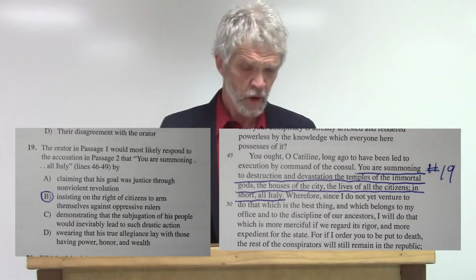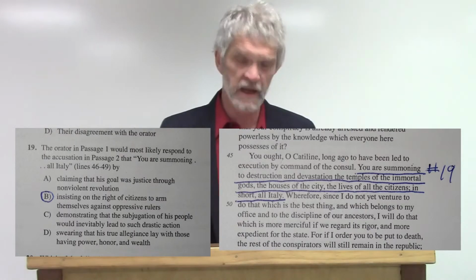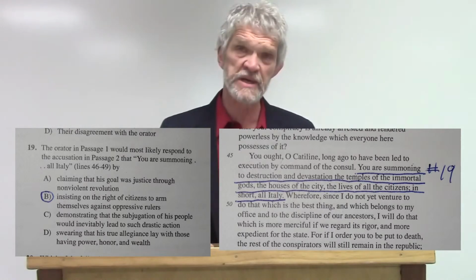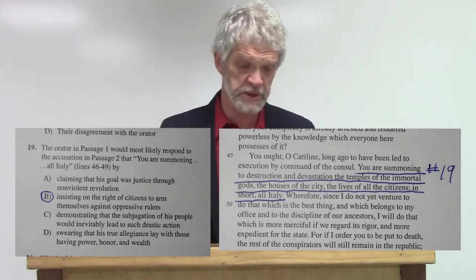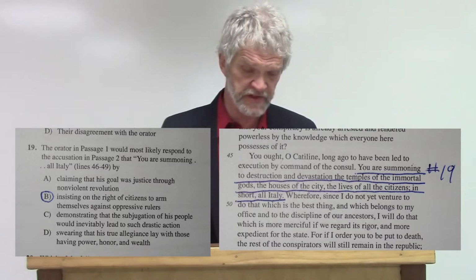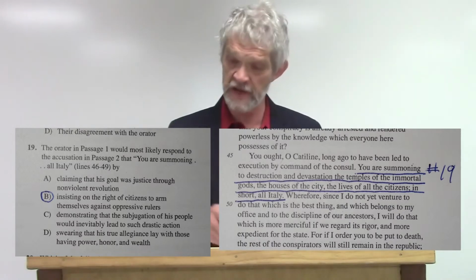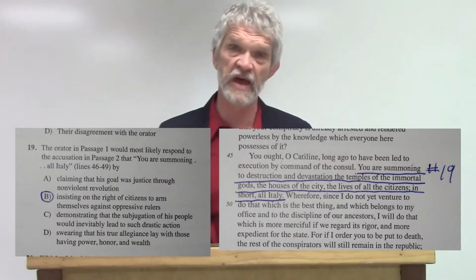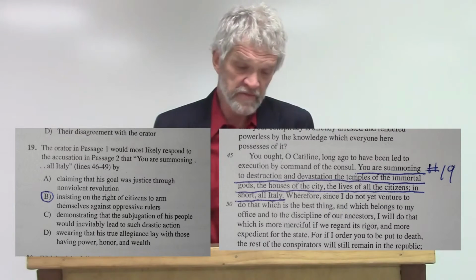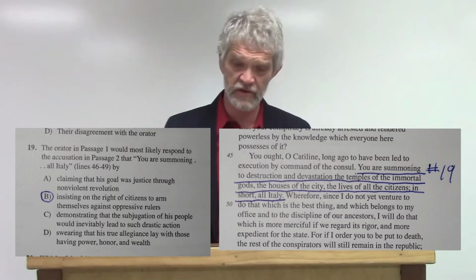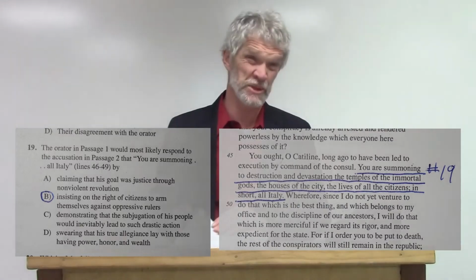They're asking you, what would Catiline say in response? And your best answer is B. Given what he says over here, he believes that the people should stand up for their rights, insisting on the right of citizens to arm themselves against oppressive rulers. Sometimes violence and destruction is what it's going to take. You're just going to have to figure that one out. There's no one place that you can find that answer. You just kind of have to understand what the point of view of the person is that's making the statement.